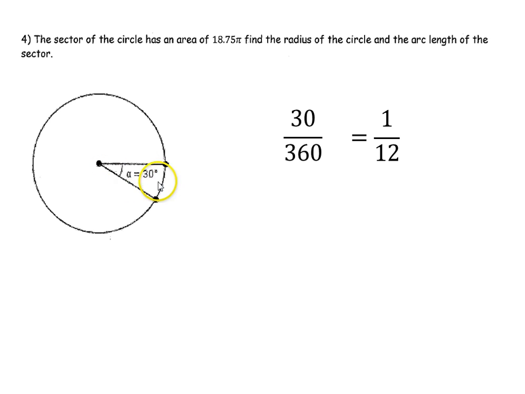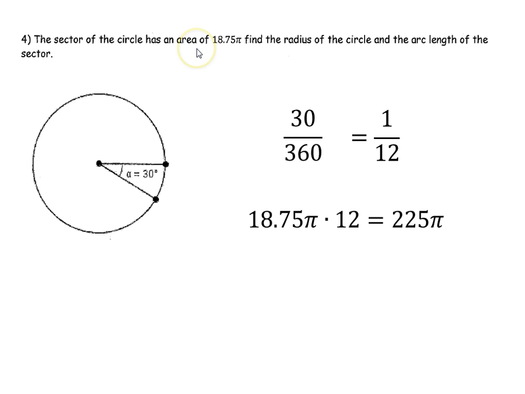So this right here, this sector, this slice, is 1/12 of the circle, which means that 12 of these things fit inside this circle. So I need to keep that in mind, that I'm working with 1/12 of the circle. And I know the area of that 1/12. The area of that 1/12 is 18.75 pi.